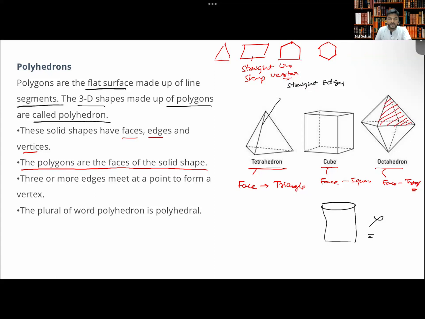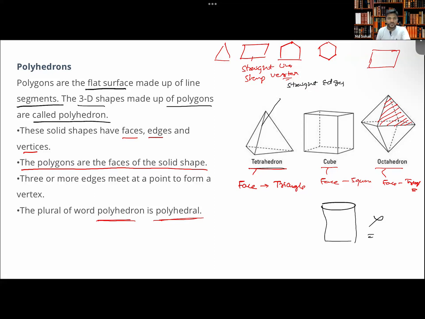Rhombus is a different thing. A rhombus is one in which all the sides are equal and opposite angles are equal. That is a rhombus. And the plural of the word polyhedron is polyhedra. This is the singular, and this is the plural of polyhedron. Now, shall we move ahead?